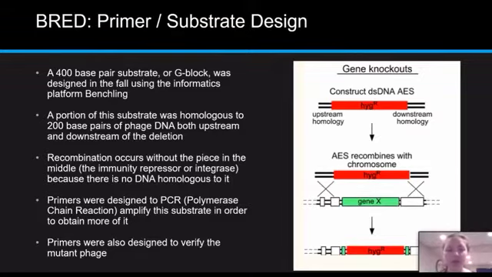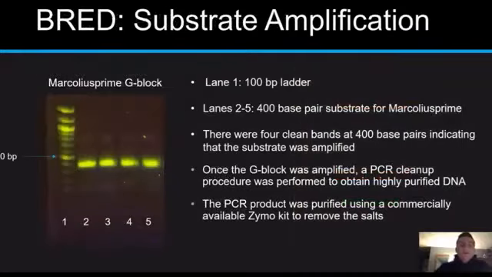So Colby and I also designed primers to amplify this G block that we designed in order to obtain more of it, which Colby will show in the next slide. Yeah, like Olivia just said, we only received a very small concentration of the G block. So we had to amplify this using a common laboratory technique called PCR. PCR is useful to amplify nucleic acids.